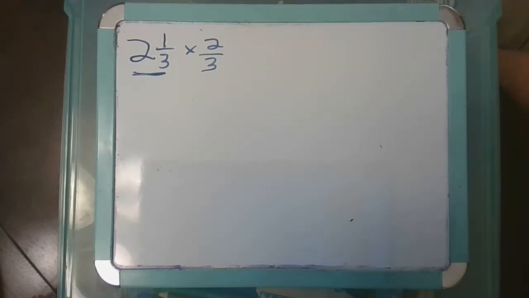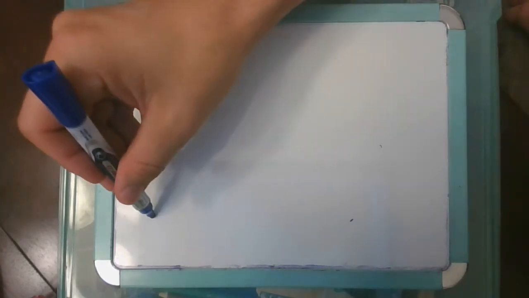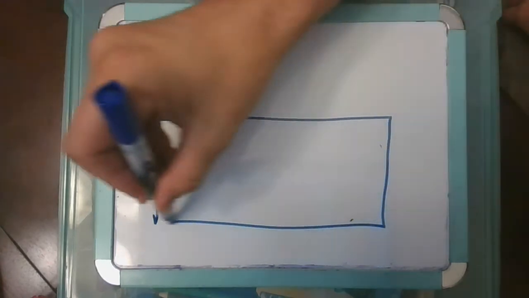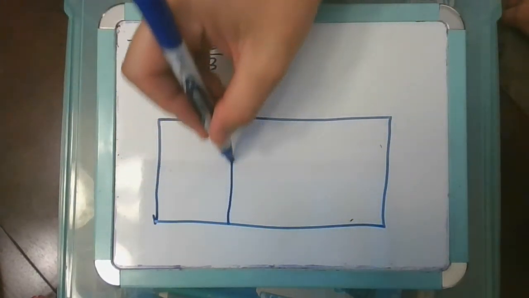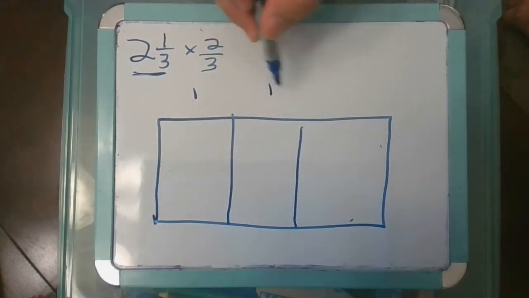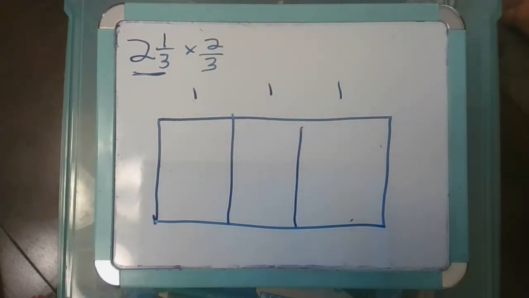Now we're going to look at our strategies today, and you can pick which ones are going to make the most sense for you. We're going to start off with the area model. So 2 1/3 times 2/3. So for an area model, let's start by drawing our rectangle. Now, draw it much, much larger this time. So I've got one unit there. I have another unit here, and that makes a third unit here.